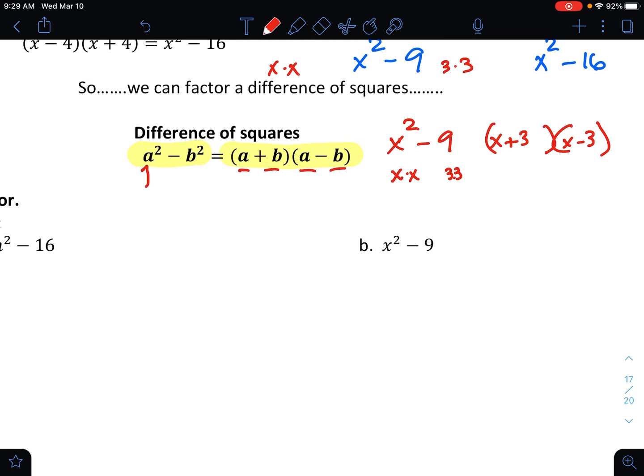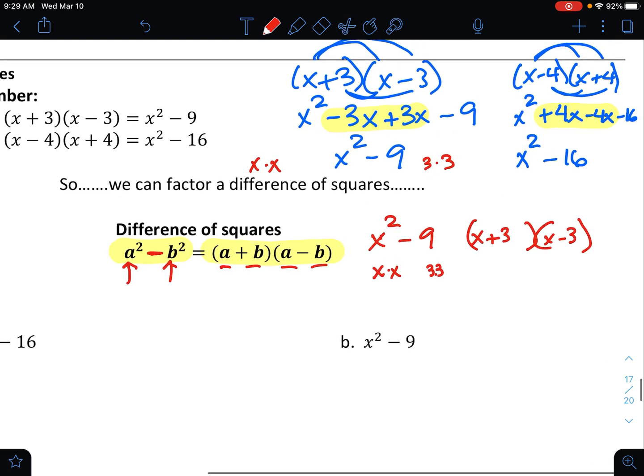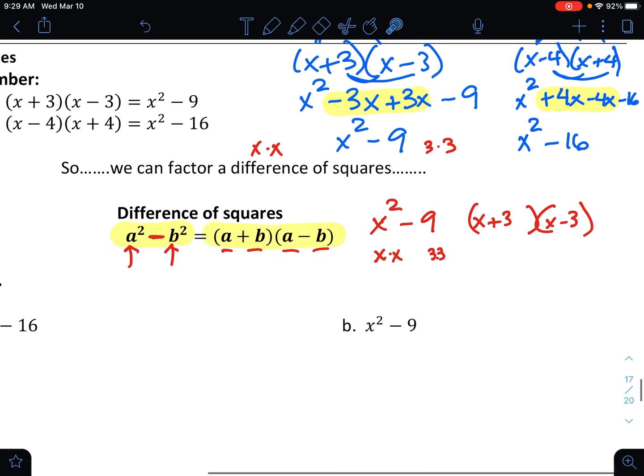I'm looking for the same variable squared and then a number squared. As long as it's a subtraction sign in here, I can factor it in the format of a plus b, a minus b. It's called the difference of squares. And going back to why we can do that, it's because the middle terms are always going to add up to 0. So we're looking for numbers that are perfect squares when we do this type of factoring.